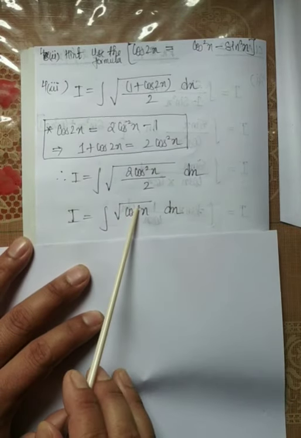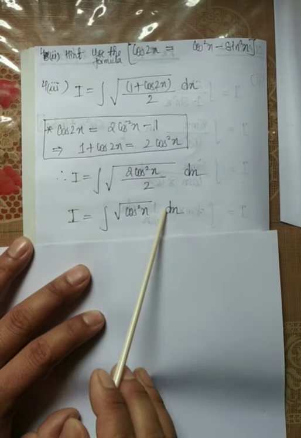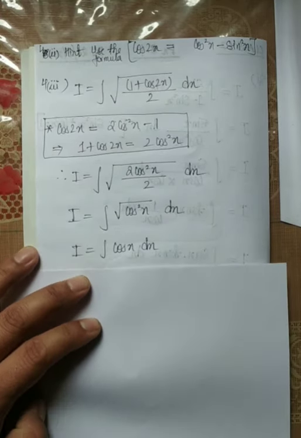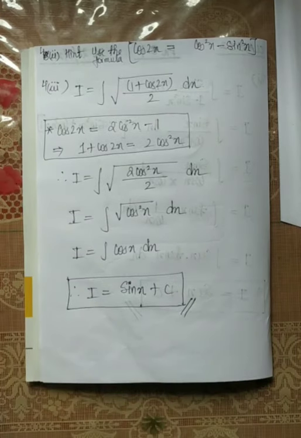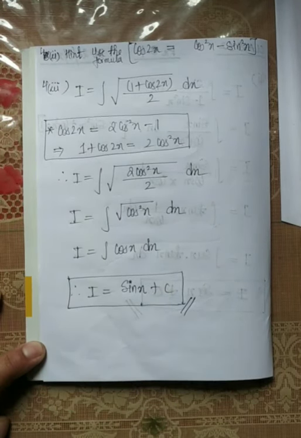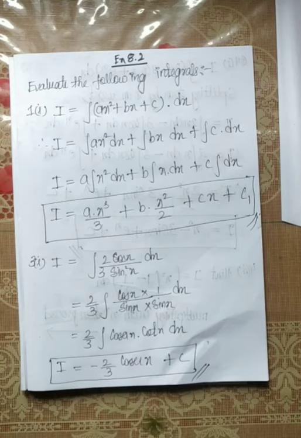Now this is a perfect square number, so this is cos x whole square. Square and square get cancelled out, hence I get integration of cos x, and the formula for integration of cos x is sin x plus c. Please don't forget to write this plus c, which is the constant of integration. So pause the video to note down.